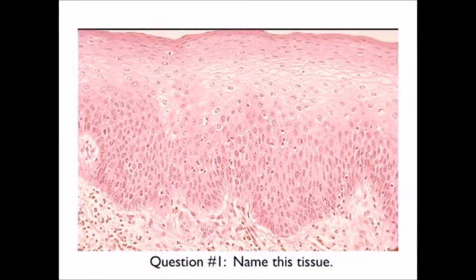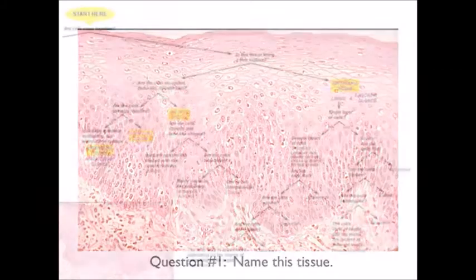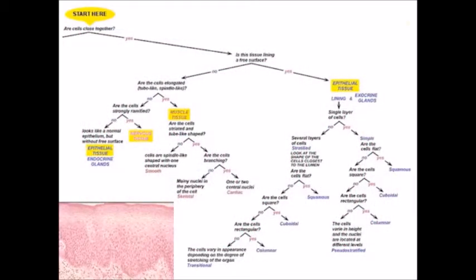Here's your first question. Name this tissue. It's kind of daunting. Looks like name this tissue, where do you start? Well, of course, you can actually start where it says to start at the top. Are the cells close together? Are they tightly packed? Certainly the answer is yes. You don't see any spaces in between the cells.